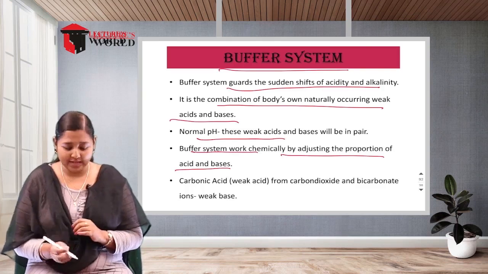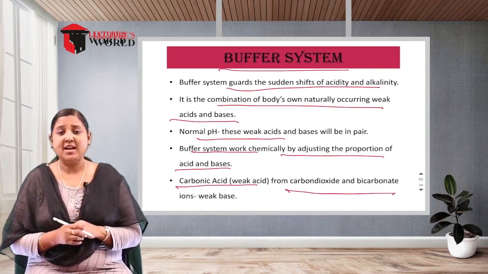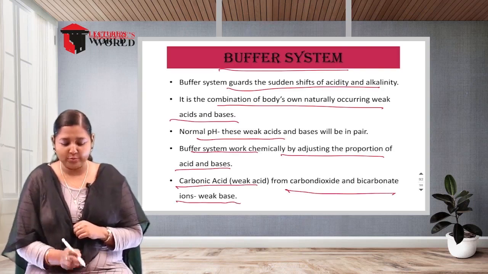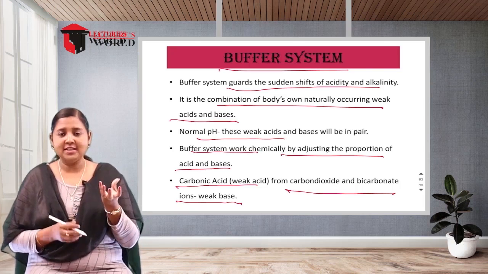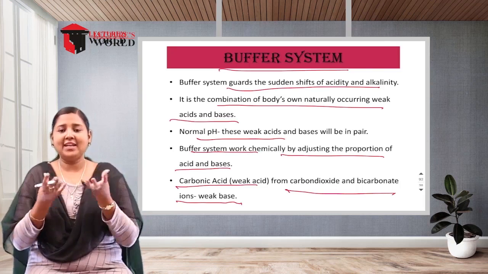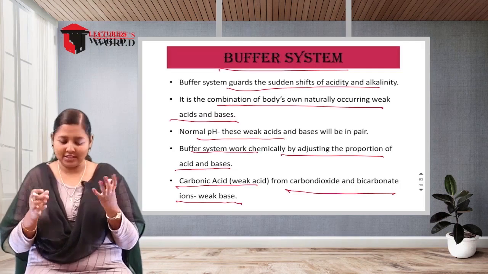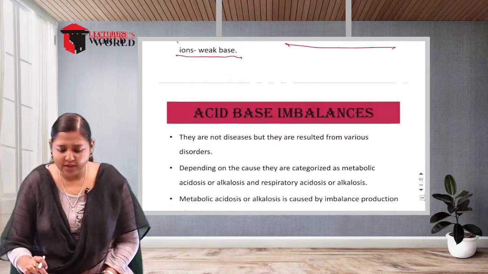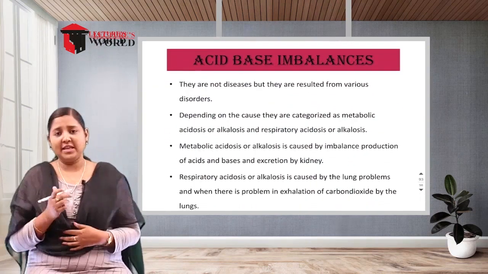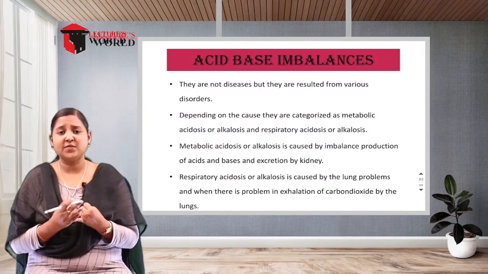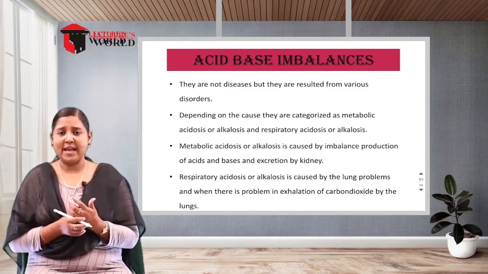And here for some example, carbonic acid is a weak acid which is coming from the carbon dioxide, and bicarbonate is the weak base. Okay, so carbonic acid and bicarbonate must be acting as a buffer system to keep acidity and alkalinity in a neutral state. Now coming to the acid-base imbalances, what happens when there is a problem in maintaining this acid-base balance? When lungs fail, when kidney fails, when this buffer system fails, acid-base imbalances will happen.